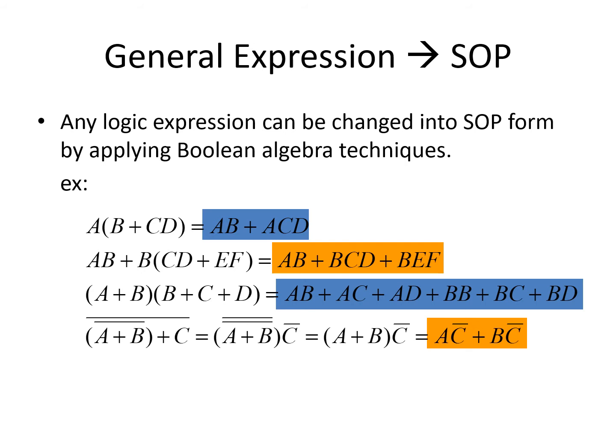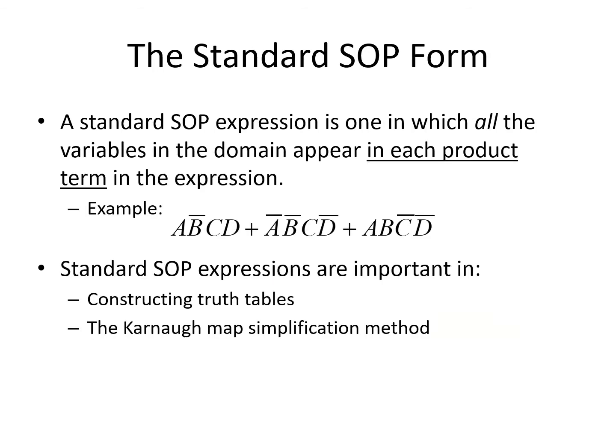Similarly, the third example, a plus b into b plus c plus d, is expanded as sum of product. And the last example is a plus b bar plus c the whole bar. Using De Morgan's law, we can rewrite that as a plus b double bar c bar. That results in a plus b into c bar, which results in a c bar plus b c bar, the standard sum of product form.